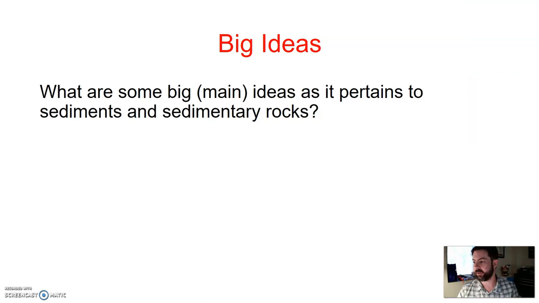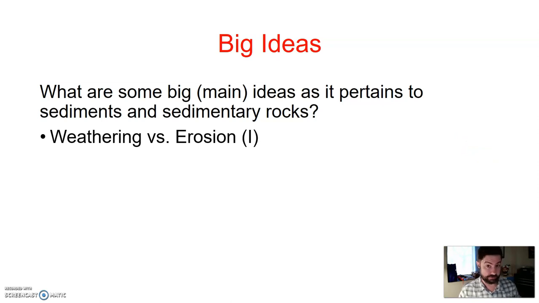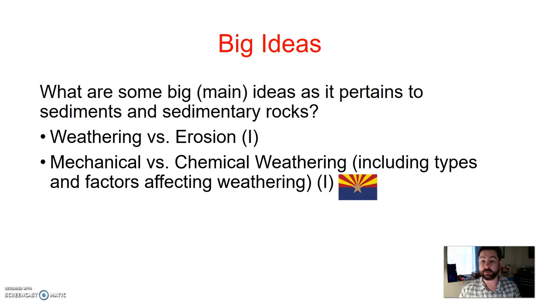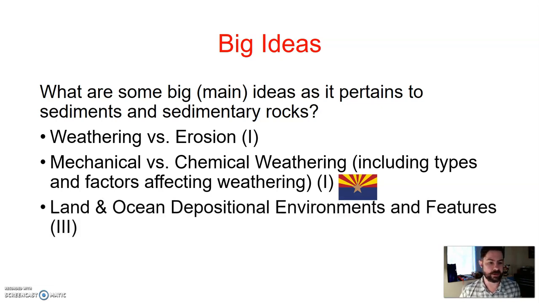Number 7. So what are some of the big main ideas as it pertains to sediments and sedimentary rocks? Well, weathering and erosion, what's the difference, right? They work together, but they are different processes. Mechanical versus chemical weathering, including the types and factors that go into weathering, so the difference between the two. Talking about each mechanical, we talked about 4 different types. Chemical, we talked about 3 different types. Factors that go into that, climate being the number 1 factor, and how climate might affect weathering.